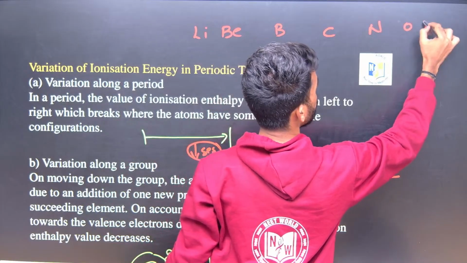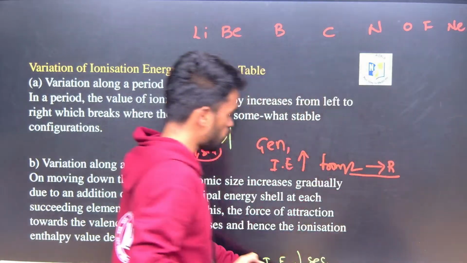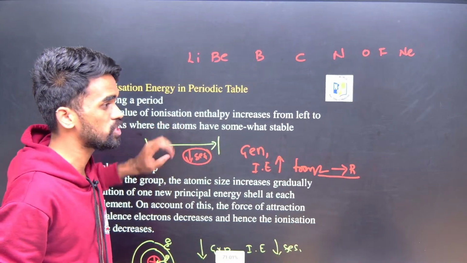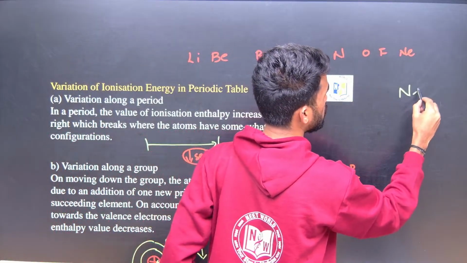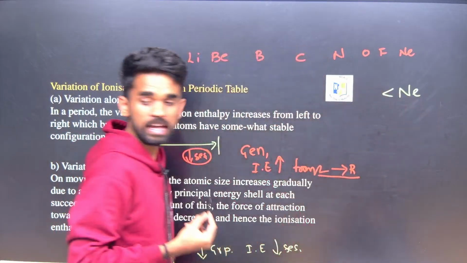Okay, oxygen, fluorine and neon. So now tell me, where do we have fully filled electronic configuration? Neon. We know neon has a fully filled configuration, so definitely it will have the highest ionization energy.